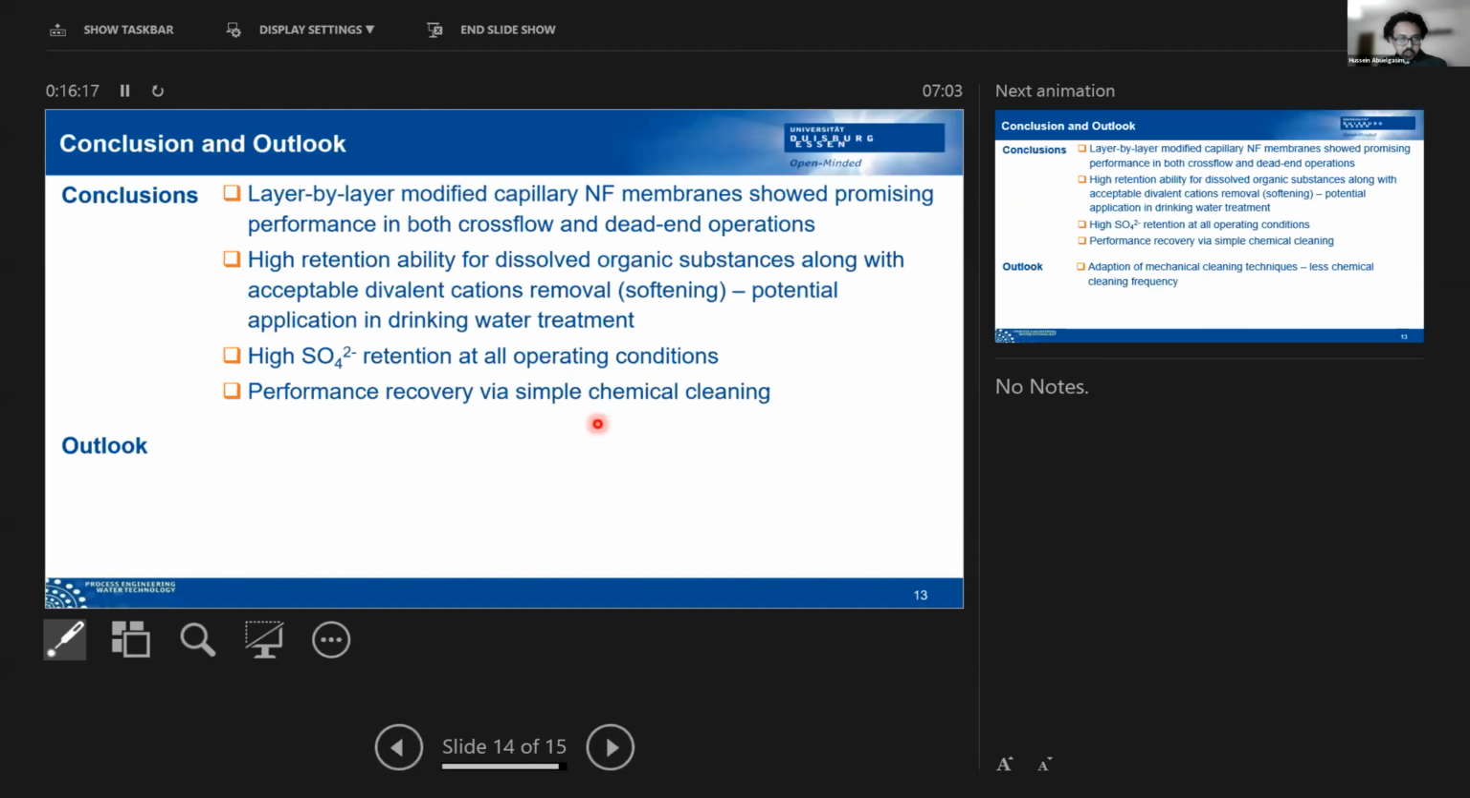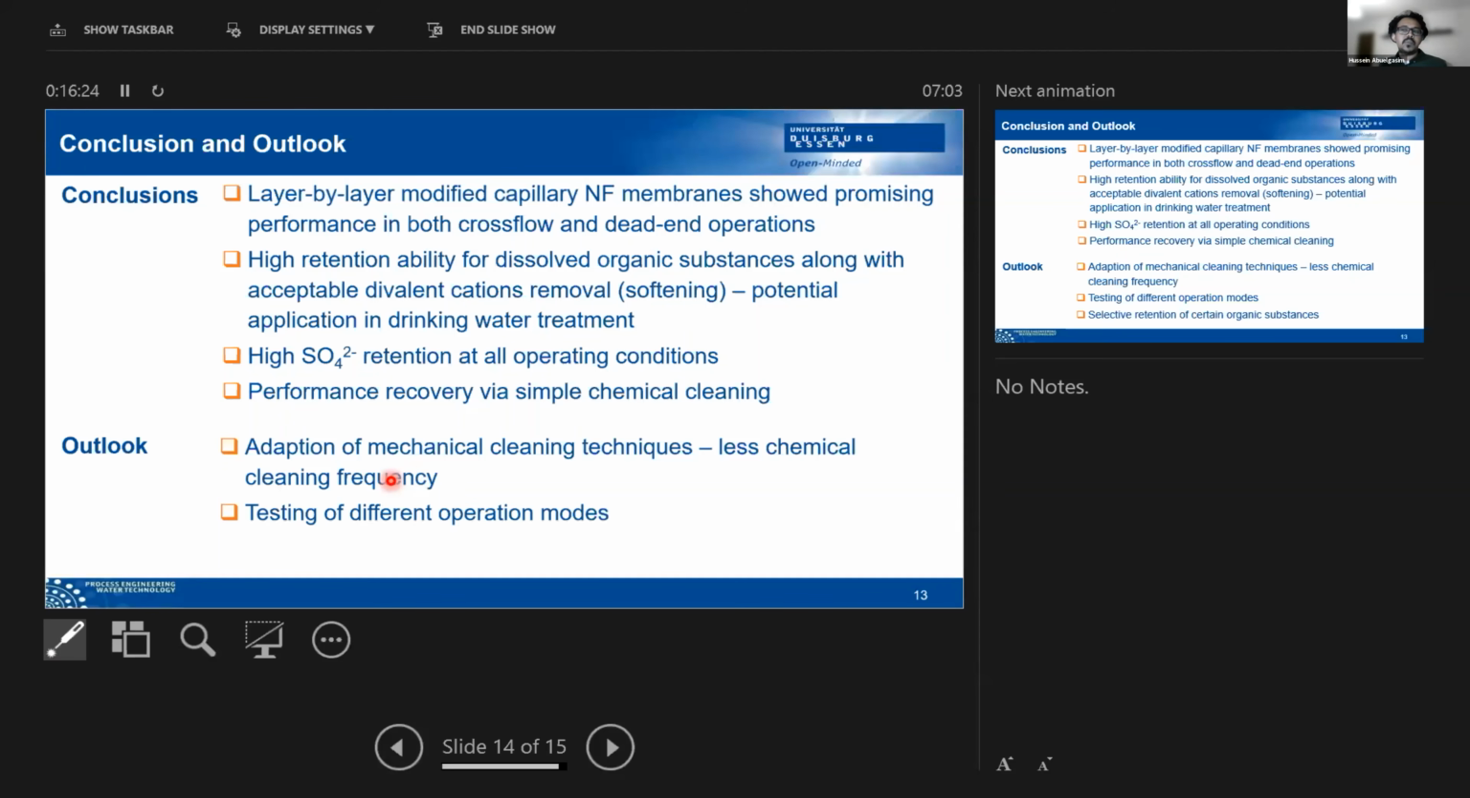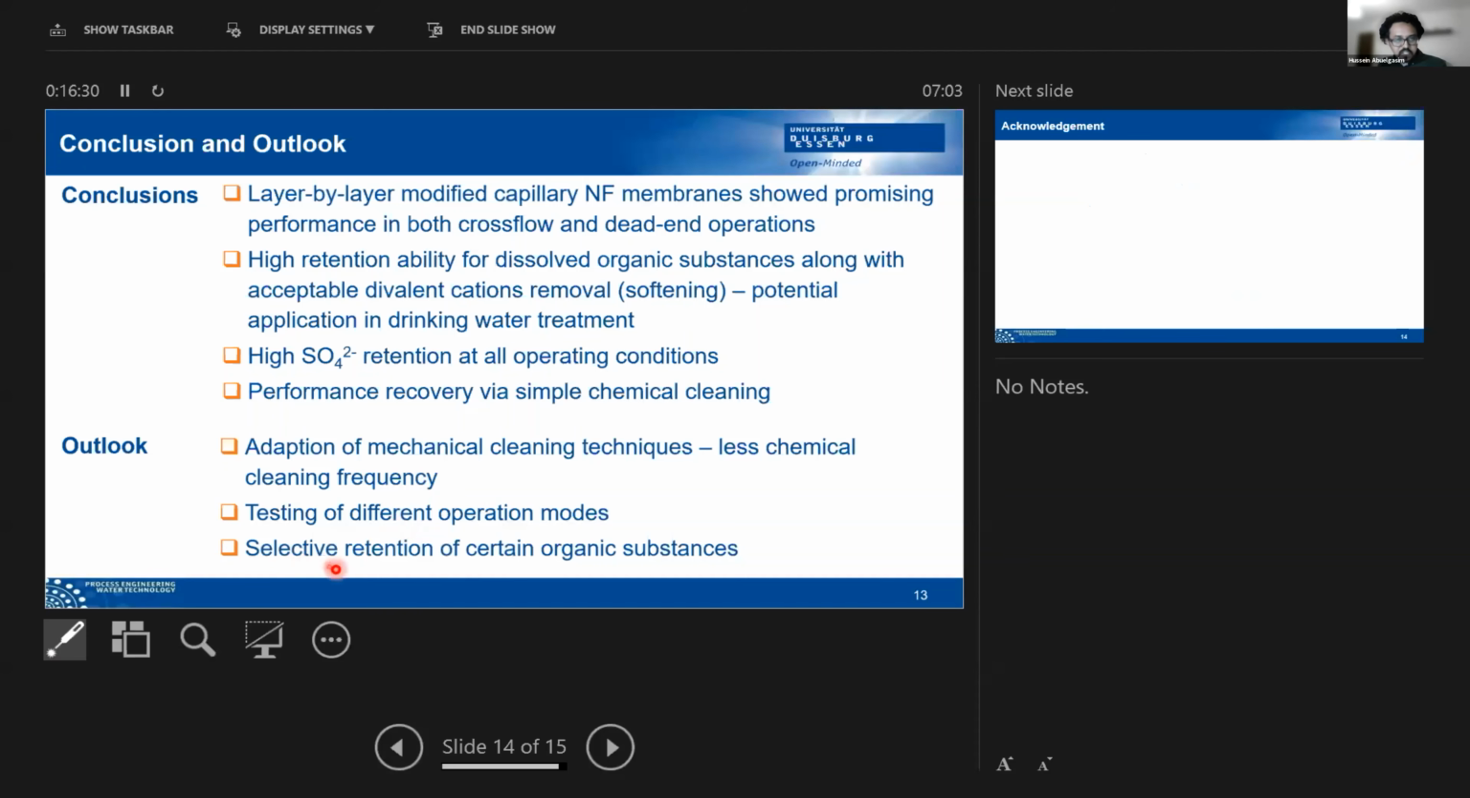For the outlook, what we will do is adapt mechanical cleaning techniques with less frequent chemical cleaning, and also test different operation modes like feed and bleed, not like a typical dead-end mode, and also the selective retention of certain organic substances, for example, algae, and so on.